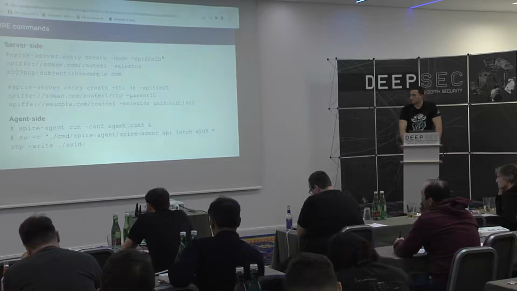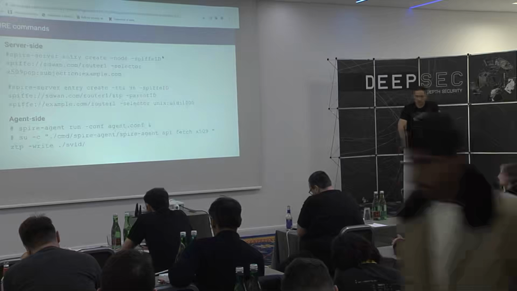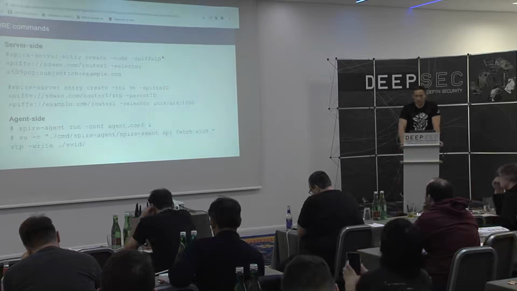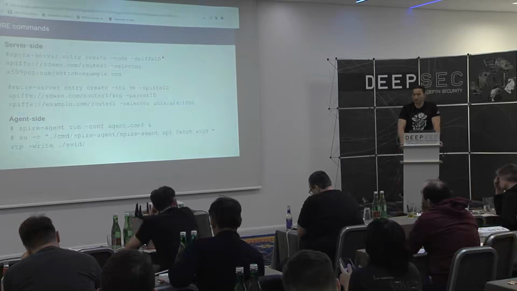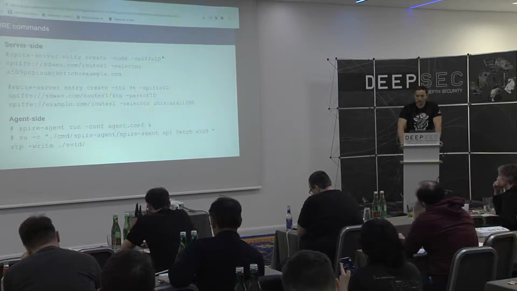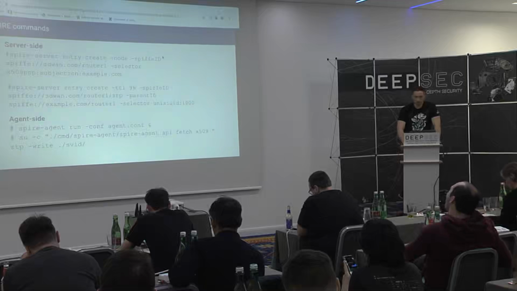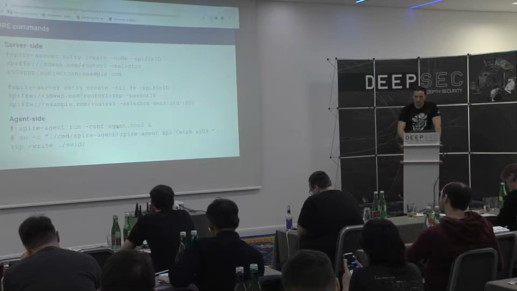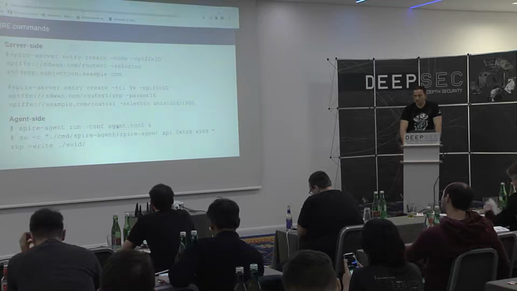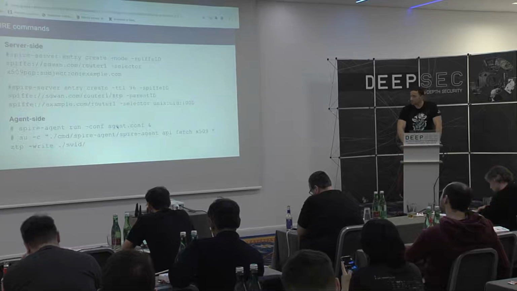And these are trivial SPIRE commands for the server side and for the agent side. Using this command we create an entry for a ZTP workload running on each router and describe its identity and selector, and then we run these commands on the edge router to attest the ZTP workload and fetch the SVID identity.